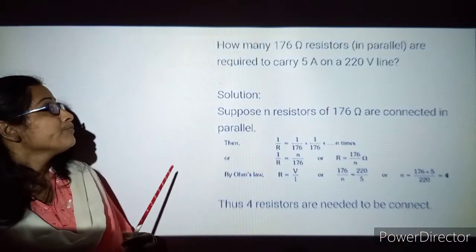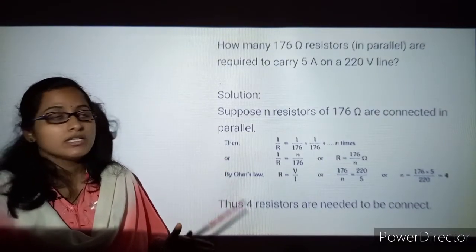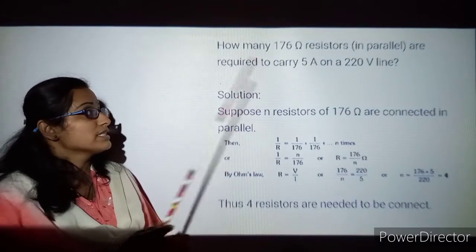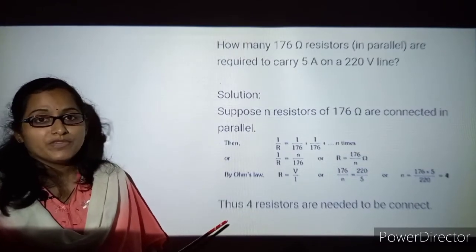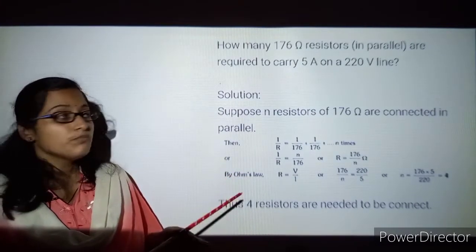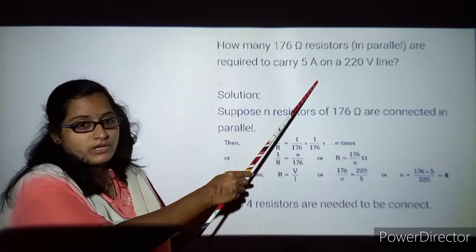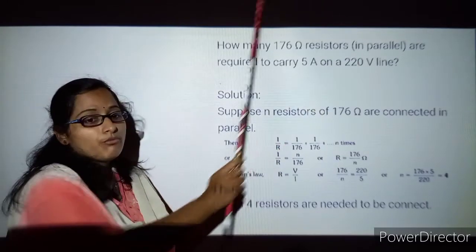Next. So next, how many 176 ohm resistors in parallel are required to carry 5 ampere on a 220 volt line?